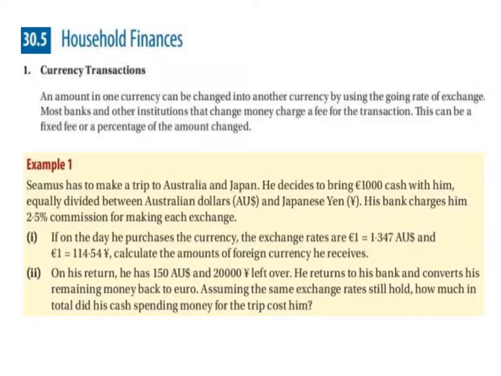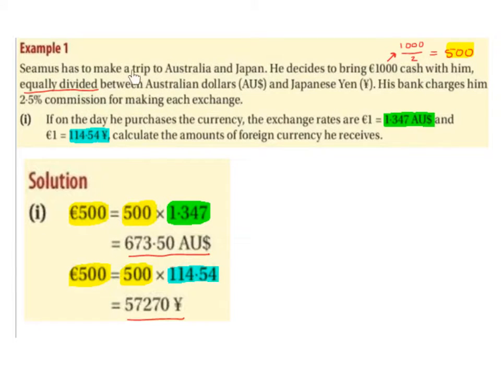Household finances. First thing we're going to look at is currency transactions. Sean has made a trip to Australia and Japan. He decides to bring €1,000 cash with him, equally divided between Australian dollars and Japanese yen. So 1,000 divided by 2 is 500, so he wants €500 in Australian dollars and €500 in Japanese yen. His bank charges him 2.5% commission for making each exchange.